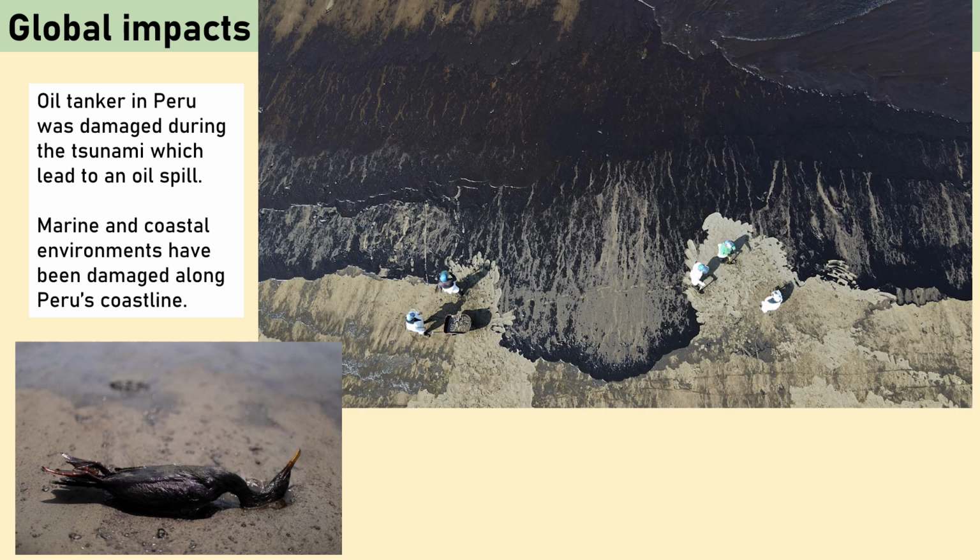Sticking with Peru, there was also an oil tanker just off the coastline which was damaged due to the tsunami, and it led to an oil spill, and there were knock-on effects along this marine coastline. You can see that there was bird life that was killed as a result of the oil spill, so the environmental factor here being a major knock-on effect on a global scale.